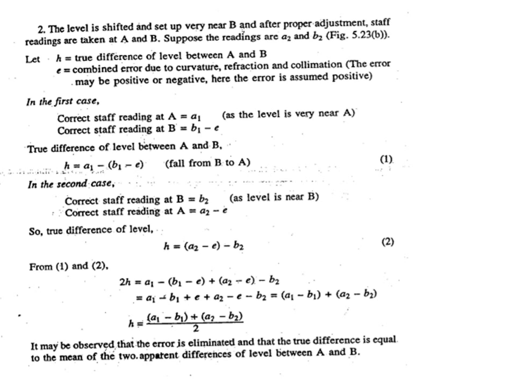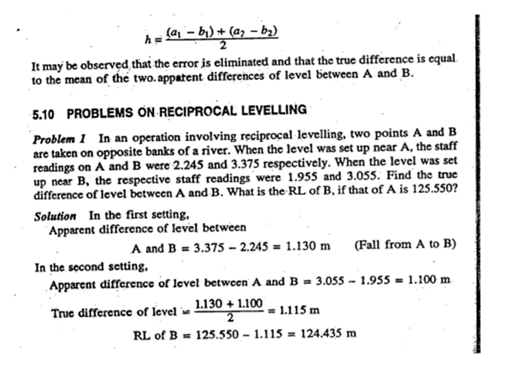So A1 minus B1 represents the apparent difference when the instrument is set up at the first position, and A2 minus B2 is the apparent difference when the instrument is set up at the second position. Therefore, it is observed that the error is eliminated and the true difference is equal to the mean of the two apparent differences of level between A and B. Then we will try to solve a problem on reciprocal leveling.